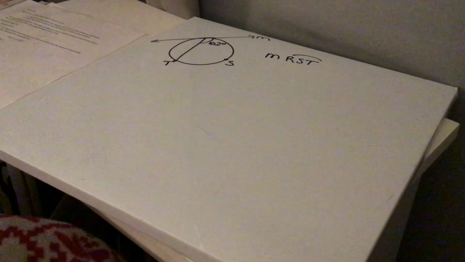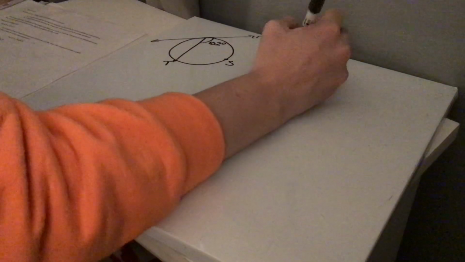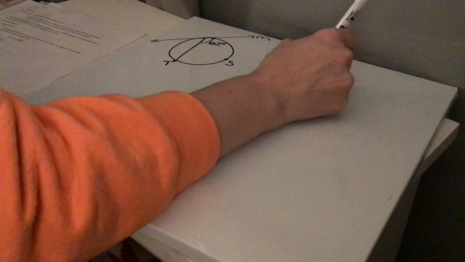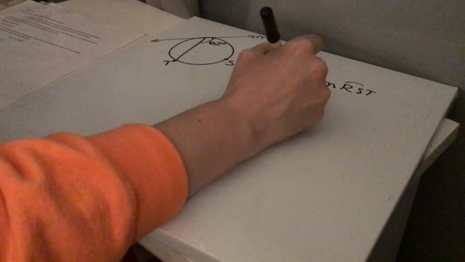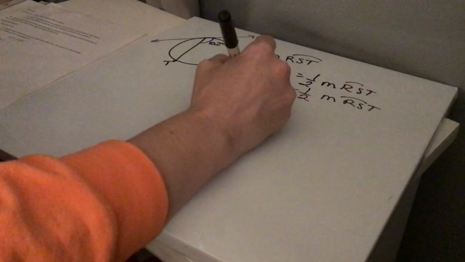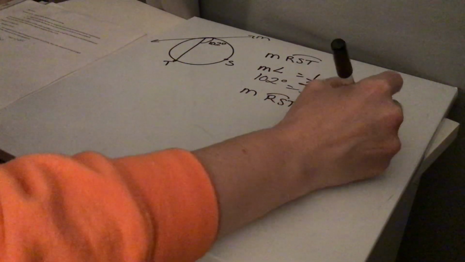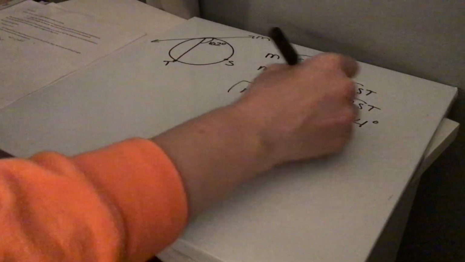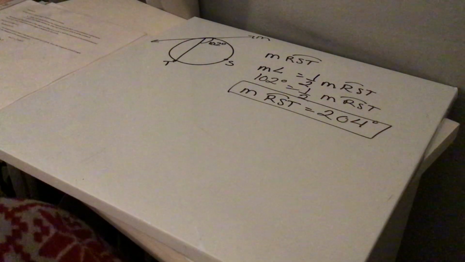Okay, well, it's intersecting on the circle. So the measure of the angle is half the measure of the arc. So the angle is 102 degrees, which is half the measure of the arc. So multiply by 2, and the measure of the arc is 204 degrees.